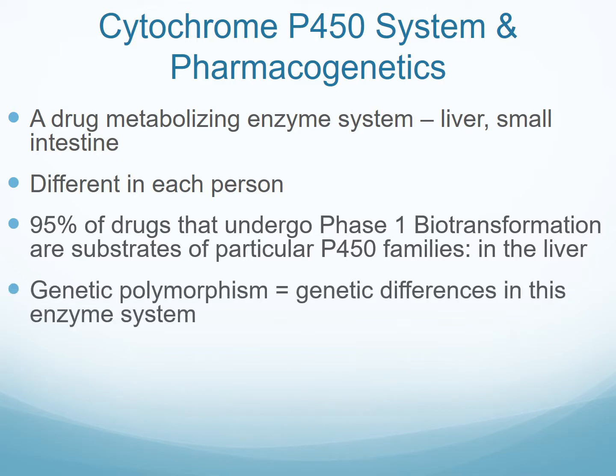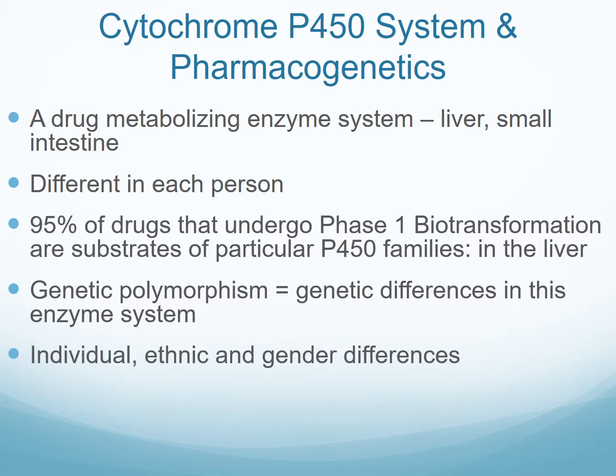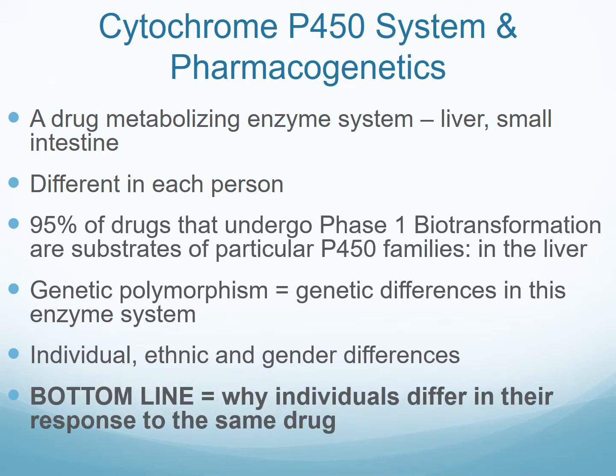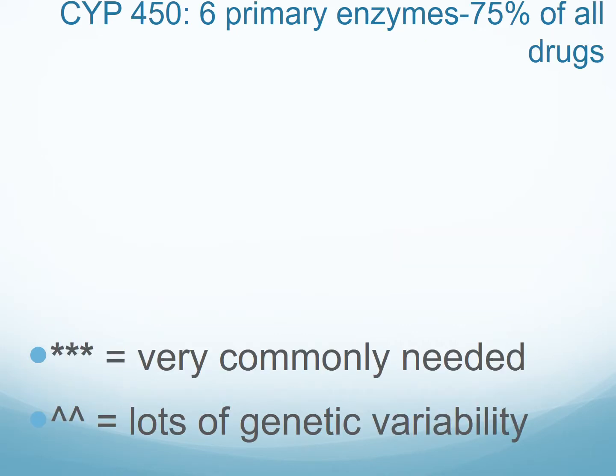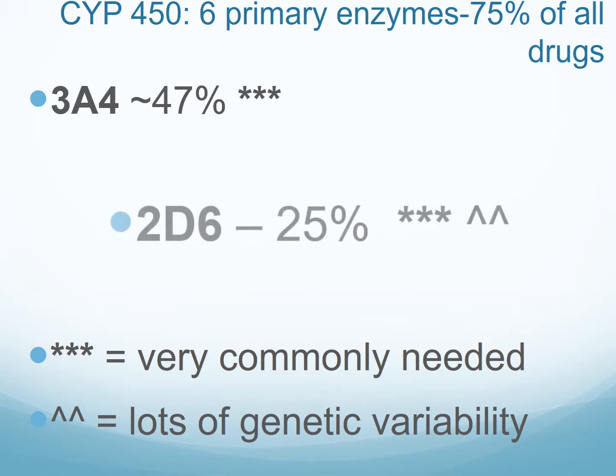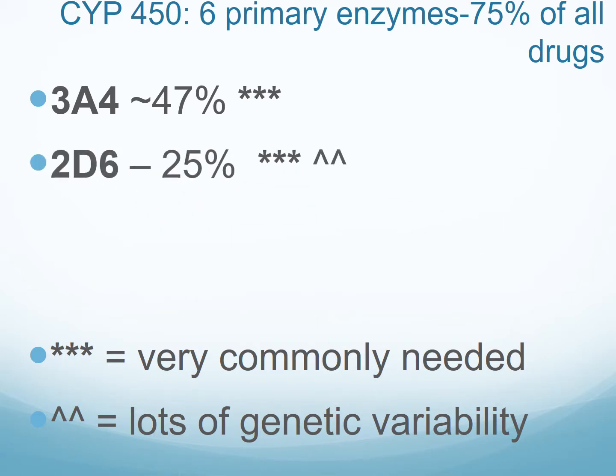Our genetic polymorphism is differences in this enzyme system, and it can be individual, ethnic, like Korean, Asian, African American, Caucasian, and there are also gender differences in these systems. The bottom line, it explains why individuals differ in their response to the same drug. We're mostly concerned with 6 primary enzymes, which 75% of all drugs need.